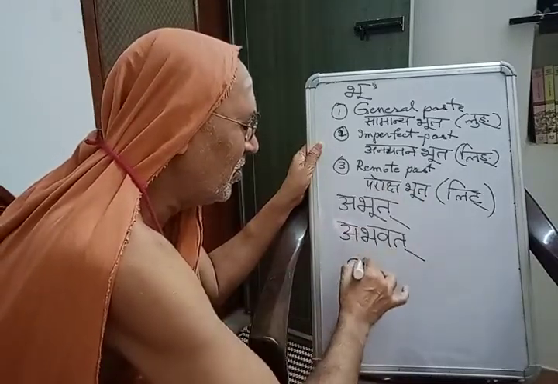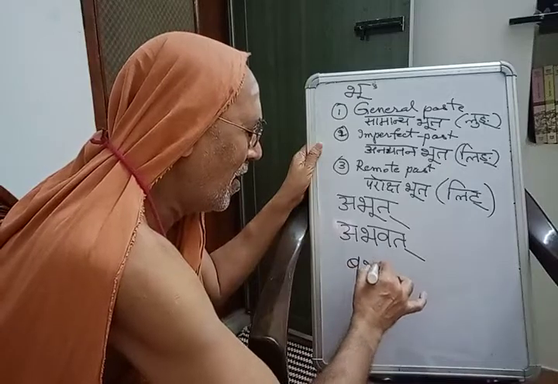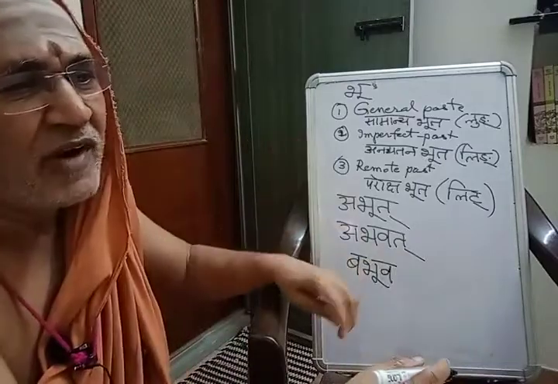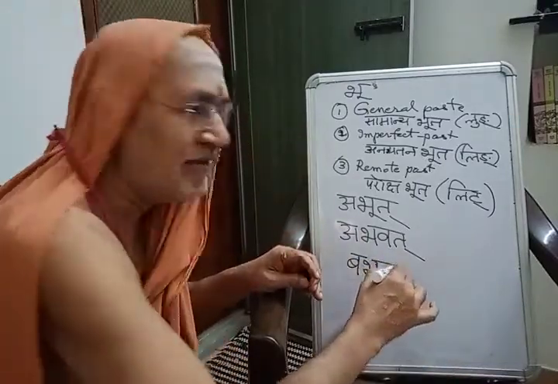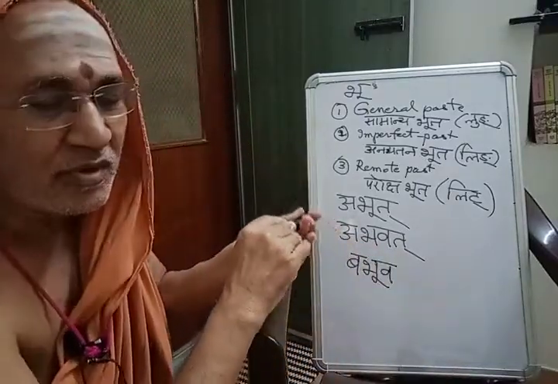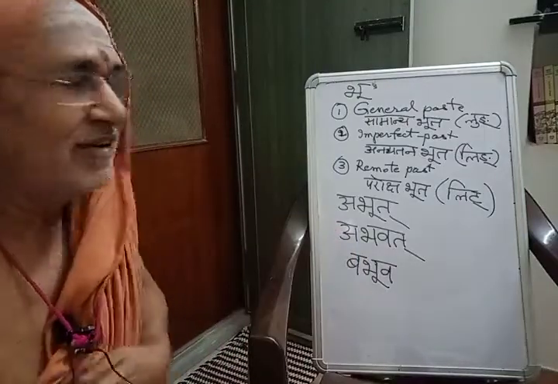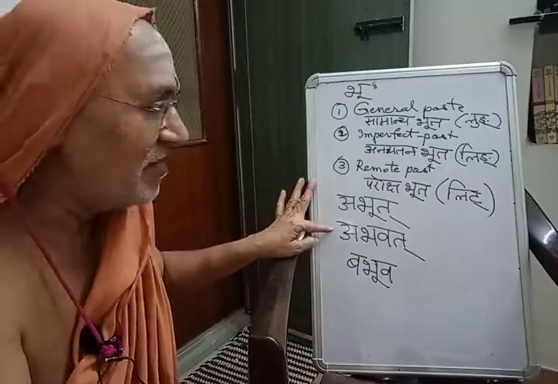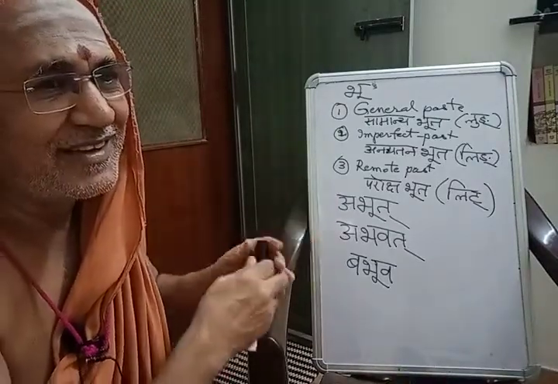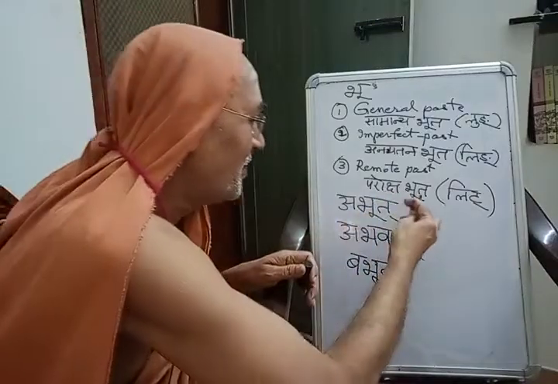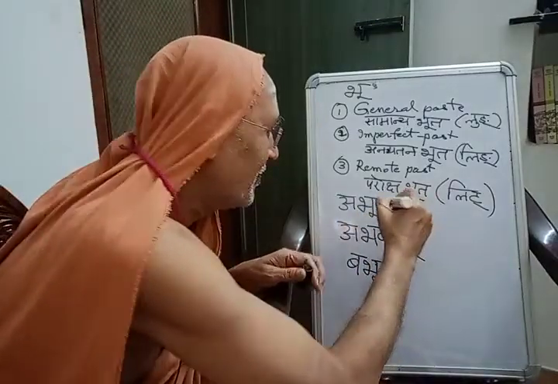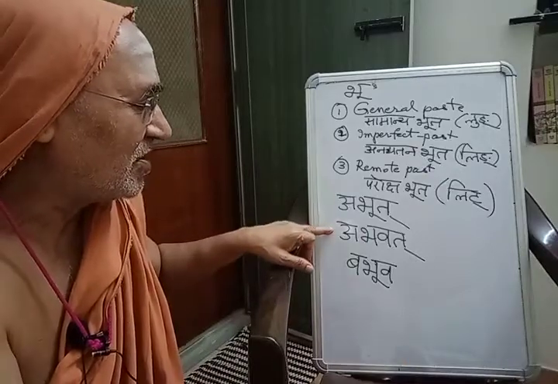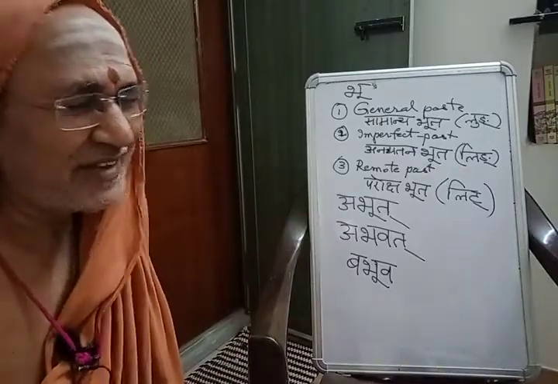This third is babhuva. Babhuva, chakara. Have you ever seen chakara? Kru dhatu, kru karoti. Kru karoti, the ka becomes akara, it becomes chakara. Like that. Apatit, apatat, papata. Like that, all this complicated form.